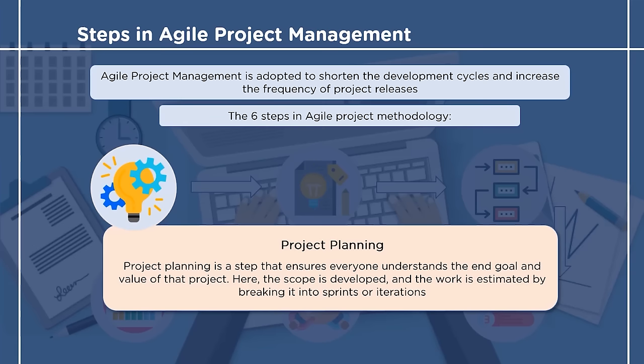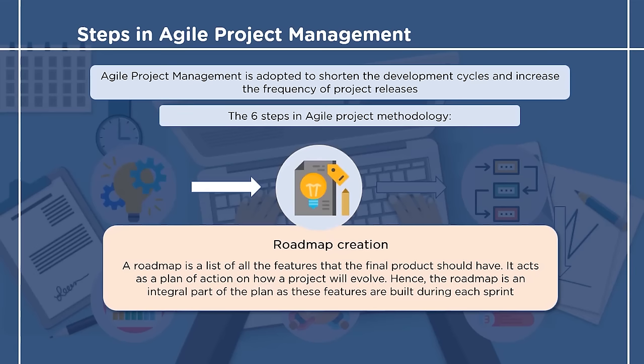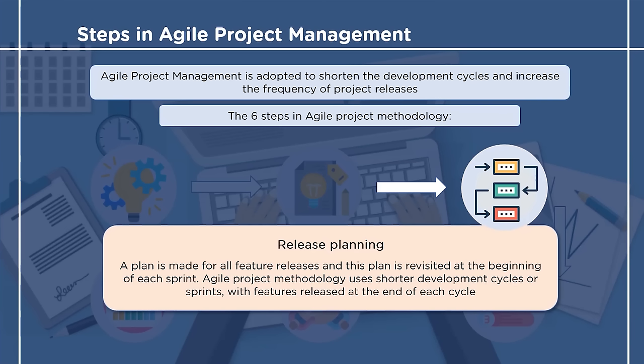The second step is roadmap creation. A roadmap is a plan of action that shows how a project shall evolve over time. A list of all the features that the final product should have is created, and the steps to achieve those features are taken. The next important step is release planning. Since we are doing the project keeping in mind the Agile project methodology, the project will complete in sprints.